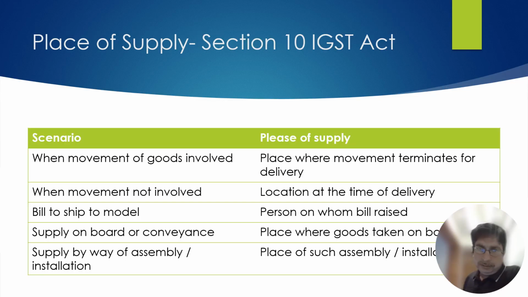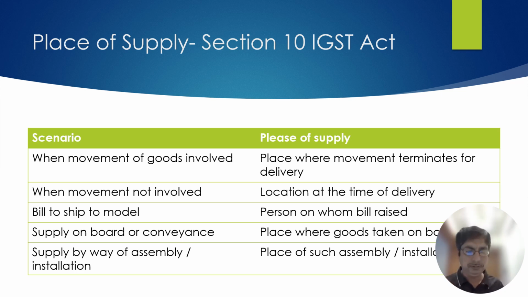Now let's see the place of supply in case of goods. There are 5 scenarios for place of supply in case of goods. Scenario 1, where there is a movement of goods involved. The place of supply is where the movement terminates for delivery.